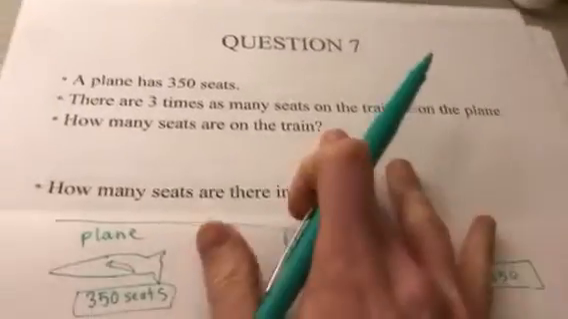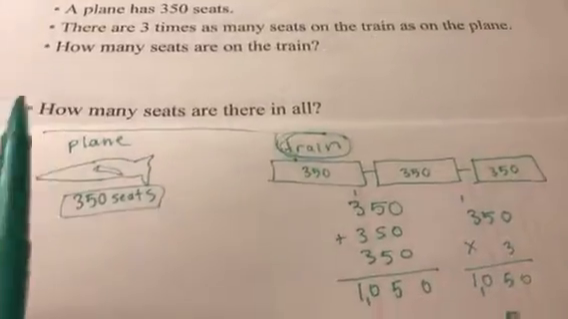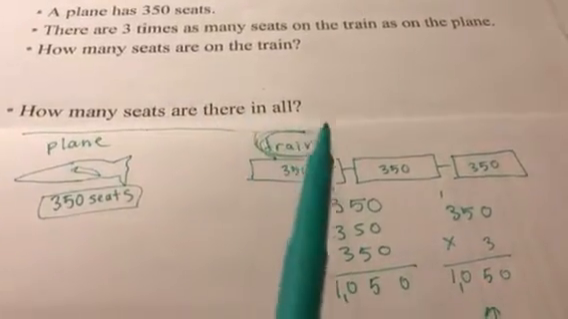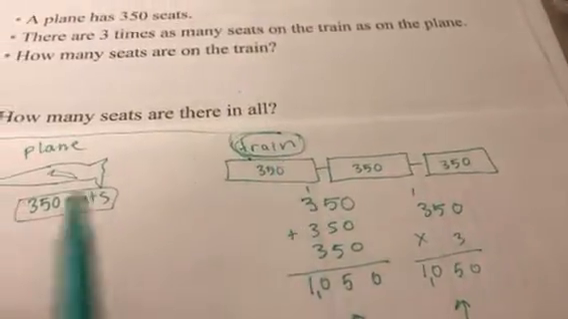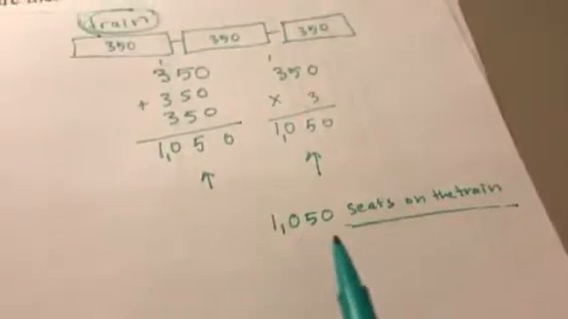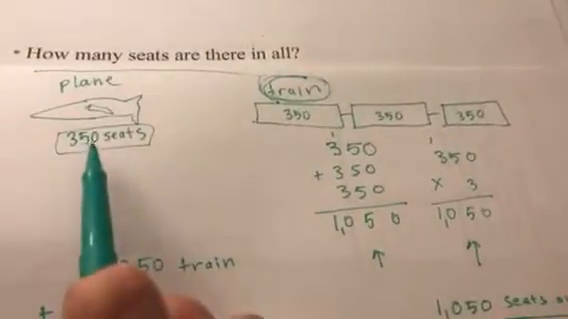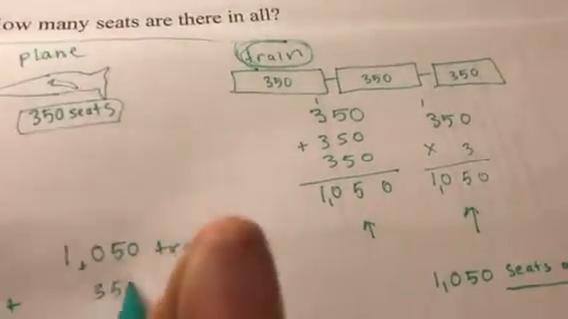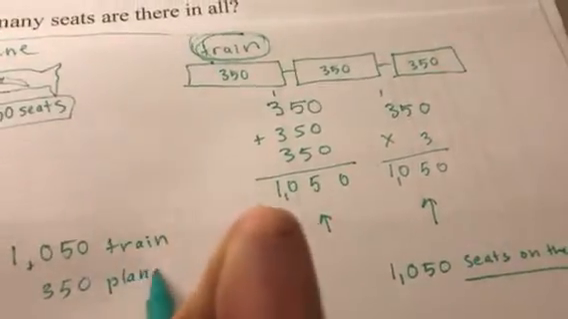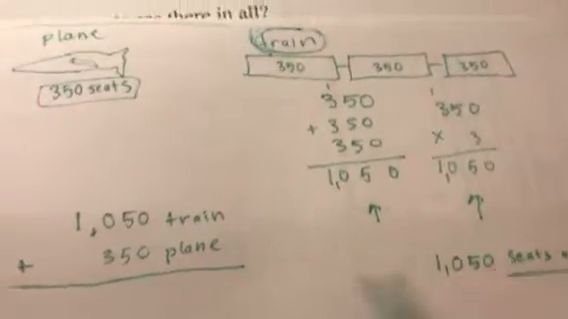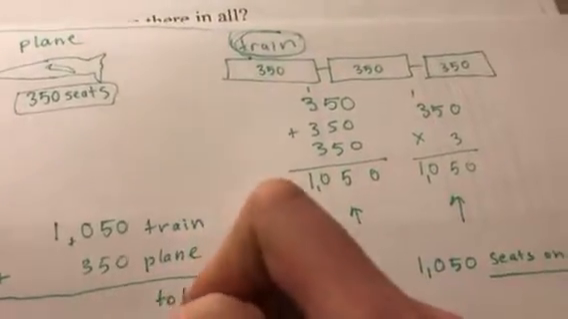Now we'll see that there's a second part to our question. How many seats are there in all? So that means on the plane and on the train. So I know that there's 1,050 seats on the train. I'm just going to write train on the side. And then I know I have to add the amount on the plane. So there's 350 on the plane. And then if I add the train and the plane, I'm going to get the total.